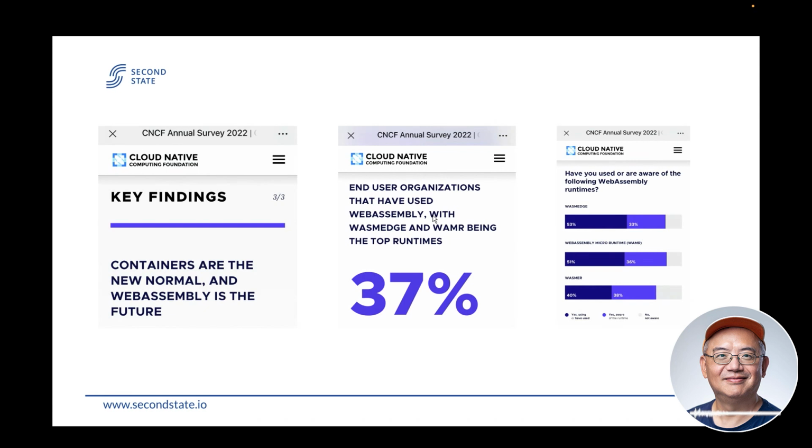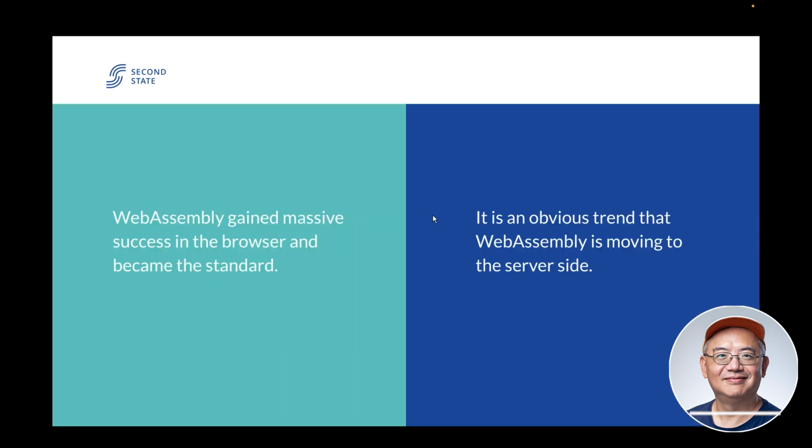It found that 37% of the users are already using WebAssembly in the cloud native environment. I don't think it's necessarily using it as a container at the moment. A lot of those use cases are using it as an extension mechanism. But we're going to focus on the container use case for the rest of this talk. And you can see some of the popular WebAssembly runtimes. WasmEdge has become the most popular one on the server side, I think primarily because this is the CNCF survey, and WasmEdge is a CNCF project.